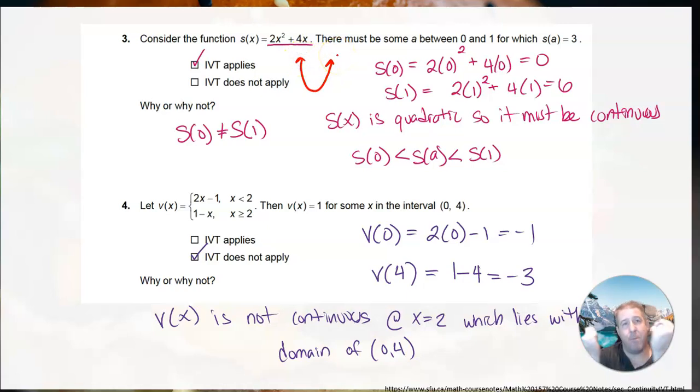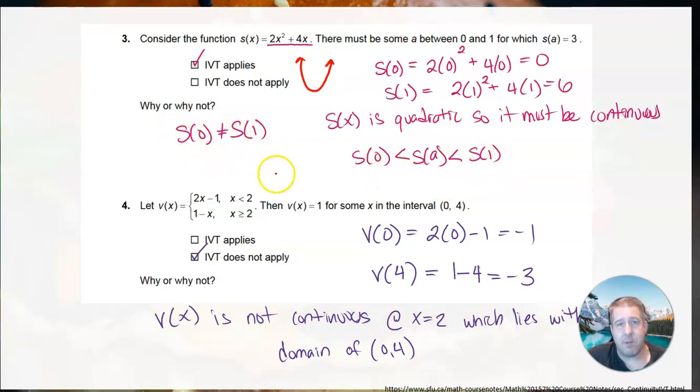And therefore, the domain is all real numbers. So yes, it is going to be a continuous function because all quadratic functions are continuous functions. And the only thing that you have to also say is that s of 0 and s of 1 are not the same. Now, I'll be honest with you, I don't always put this because this proves this.